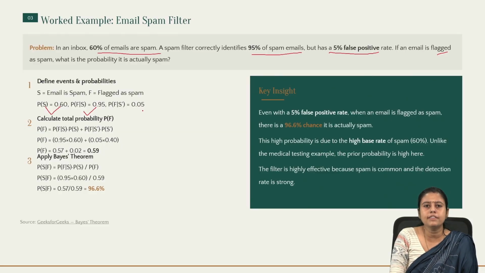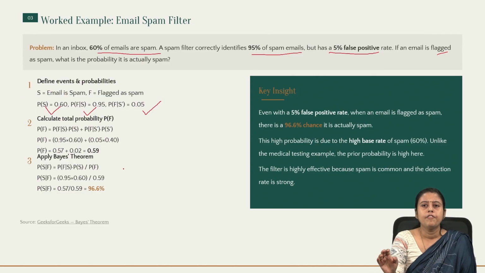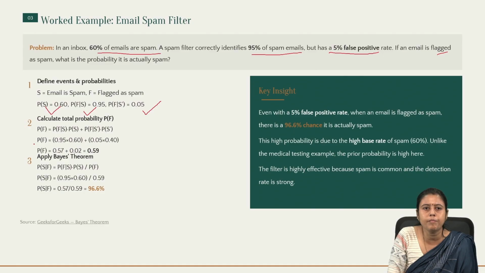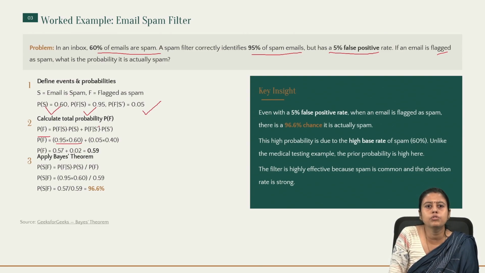Then how many non-spam emails are flagged? 0.05, meaning it is flagged but it is not spam. So what is the total probability of getting a flagged mail? That is P(F|S) times P(S) plus P(F|not spam) times P(not spam). So 0.95 into 0.60 is the true positive value. The false positive value is 0.05 into 0.40. Why 0.40? Because 60% of mail is spam, so 40% is not spam. So the total is 0.59.